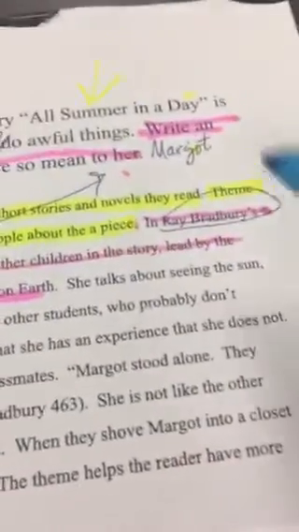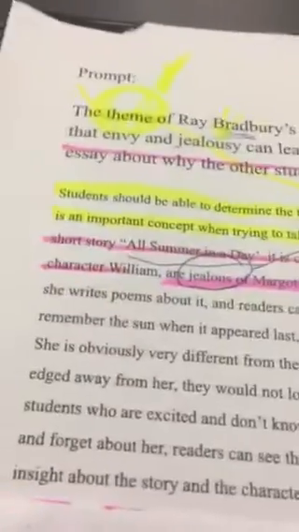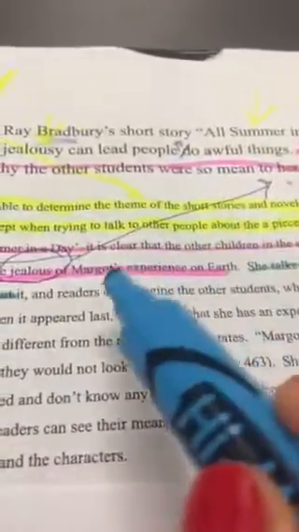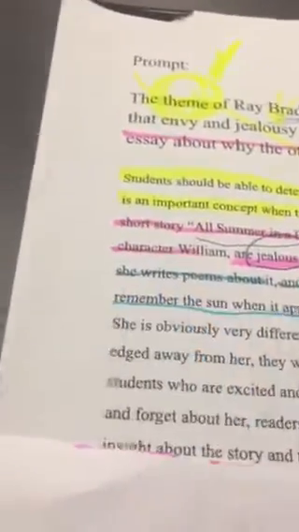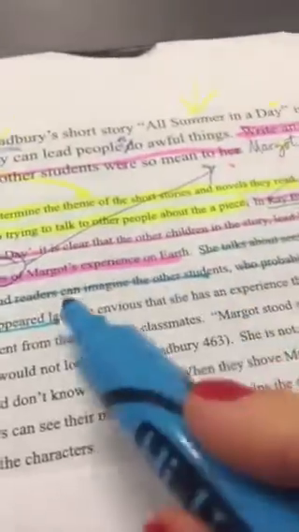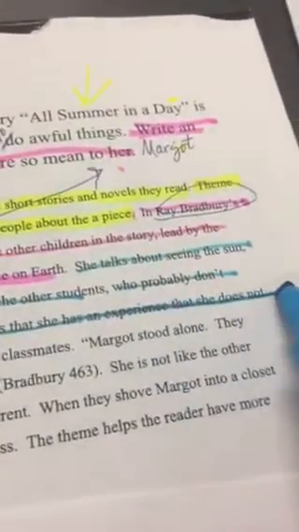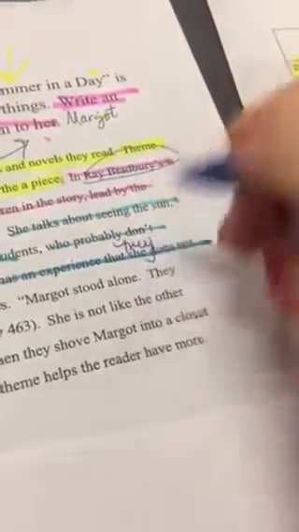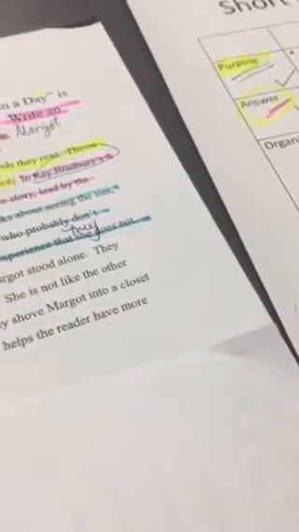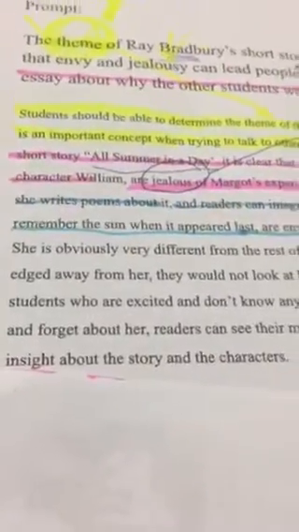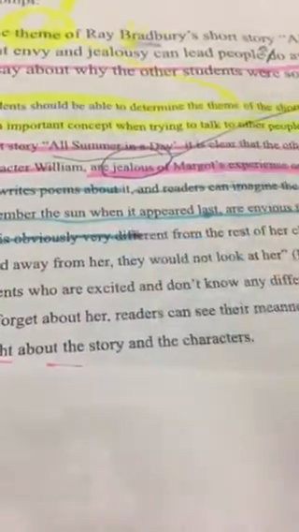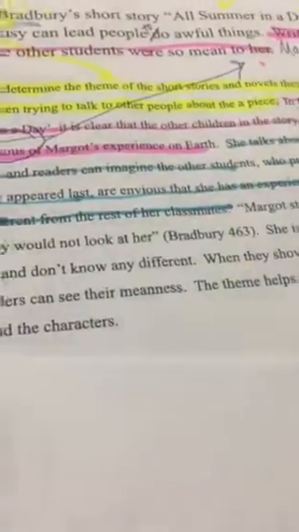So, it says she talks about seeing the sun. See, they're jealous because she talks about seeing the sun. She writes poems about it. And readers can imagine the other students who probably don't remember the sun when it appeared last are envious that she has an experience that they, and I should have done a much better job proofreading, an experience that they do not. I continue on. She is obviously very different from the rest of her classmates.